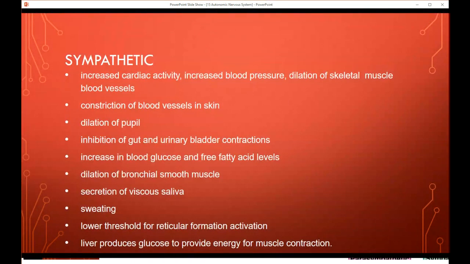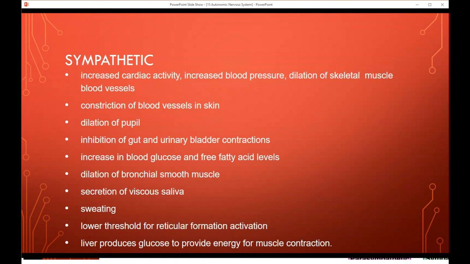So here are some things that we might see during our sympathetic response, okay? You might see an increase of our cardiac activity. We're going to increase our blood pressure, dilate our skeletal muscle blood vessels because we're basically getting ready to attack that lion, tiger, or bear, or we're already using those extra skeletal muscles. We can see a constriction of blood vessels within the skin, but not necessarily the skin of the face. We can see dilation of pupils. Those pupils are going to get larger.